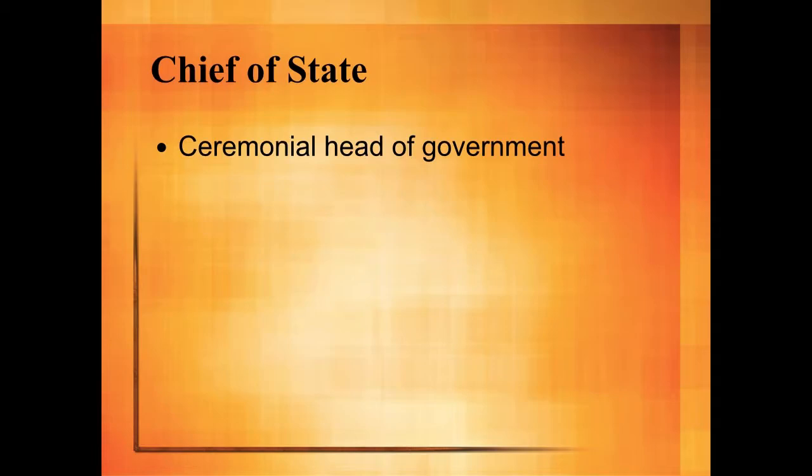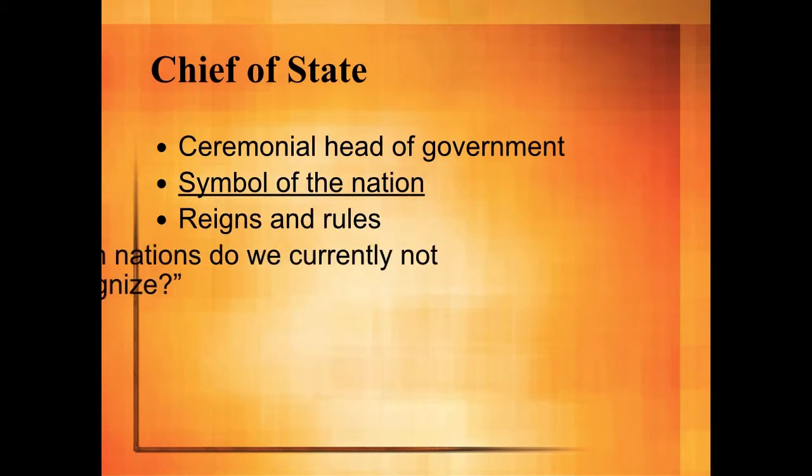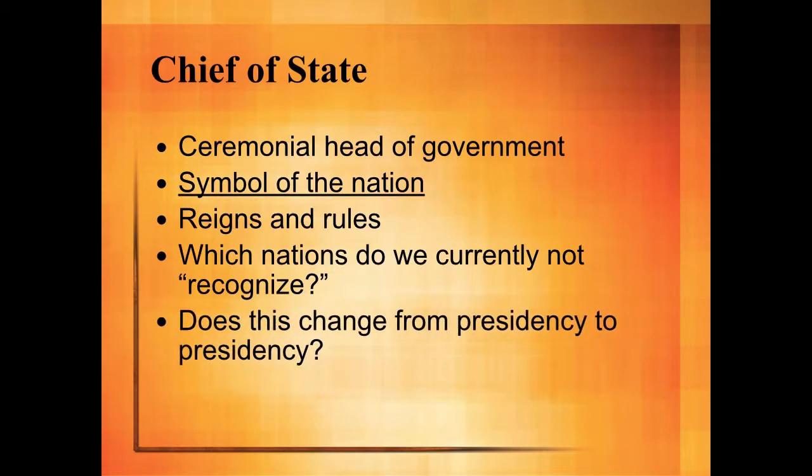Chief of state means basically the president's the head of the government, right? He represents, he's the symbol of the nation. That's what I would recommend you write down, all these underlined portions. He reigns and rules as the leader of our country, and he gets to decide who we currently do not recognize. So we can actually snub nations and ignore them. We'll talk more about that in class, but that's an interesting power to have as chief of state.